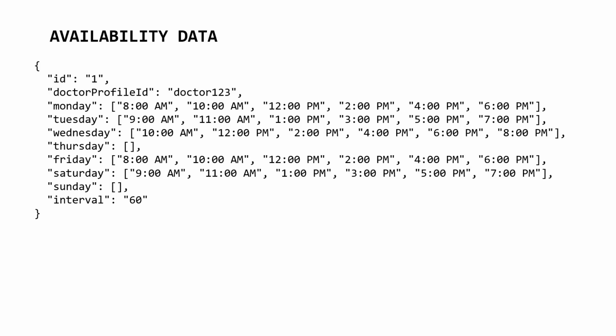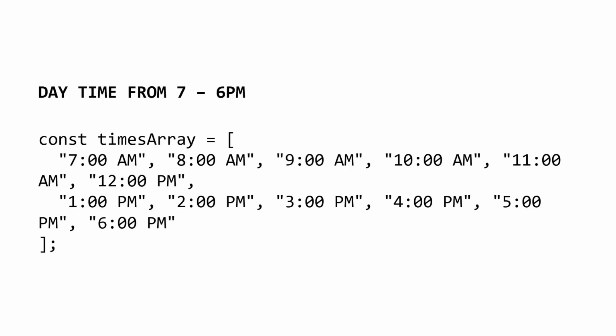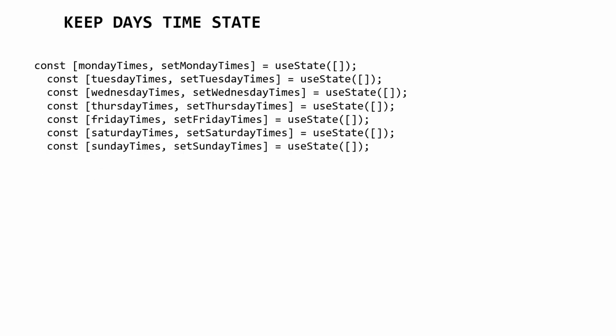So I was like, okay, if that's the case, I can just have an array containing time from 7 up to 6, and then from there I can create, for each day, a state that is going to keep track of the time that the doctor has selected. So as simple as that, you're going to simply create something like that.